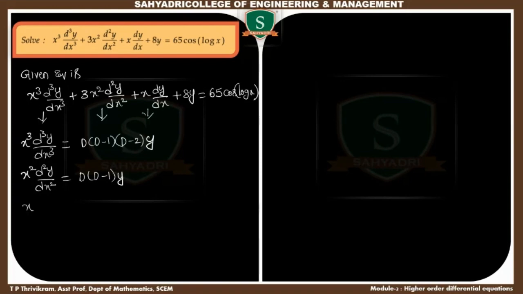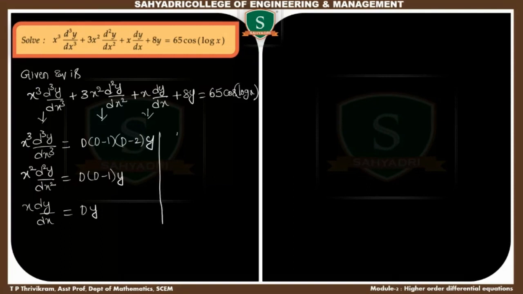Similarly, x into dy by dx is nothing but dy. This is also the same. t is equal to log x, we are taking. So we have written it in logarithmic form. Write it in algebraic form: e power t is equal to x. So with these substitutions, we'll do it in equation 1.